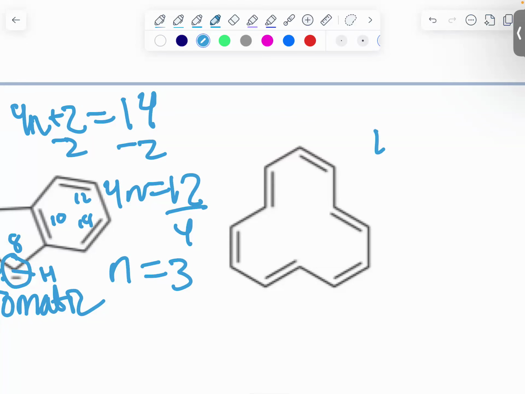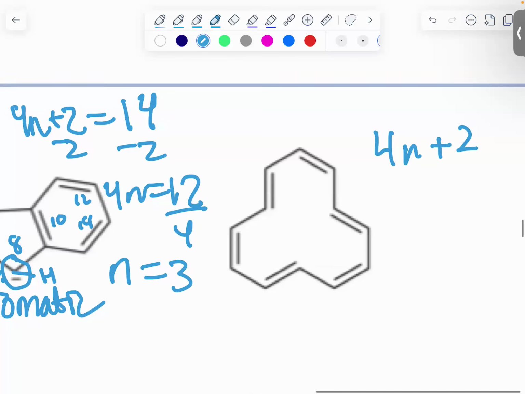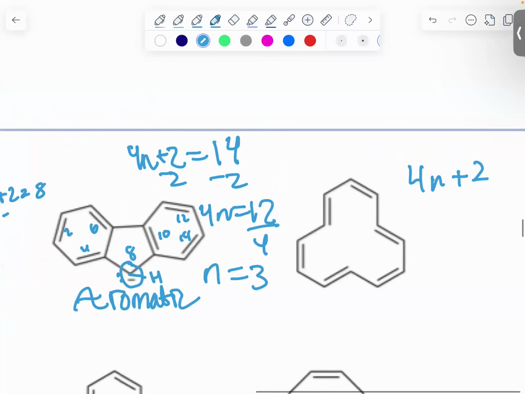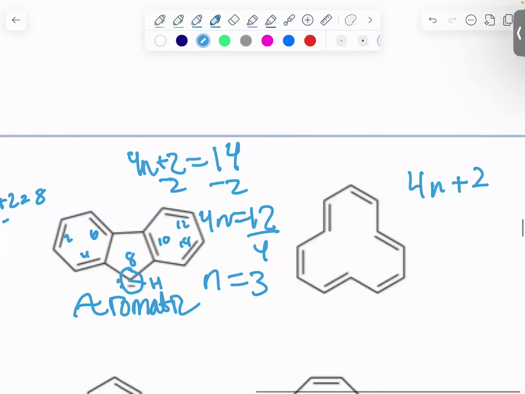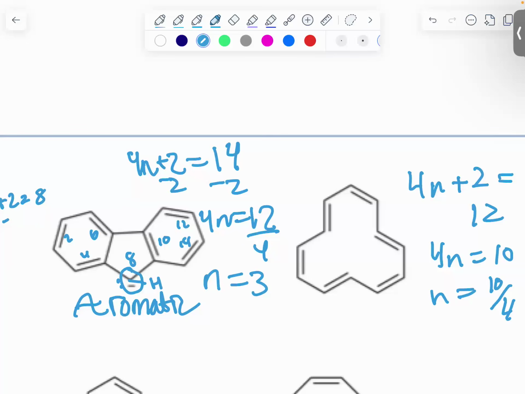So it's 4. I don't know if you have much room there. 2, 4, 6, 8, yeah, 12. So then it's 10 over 4, or you could put 5 halves. So it's anti-aromatic.